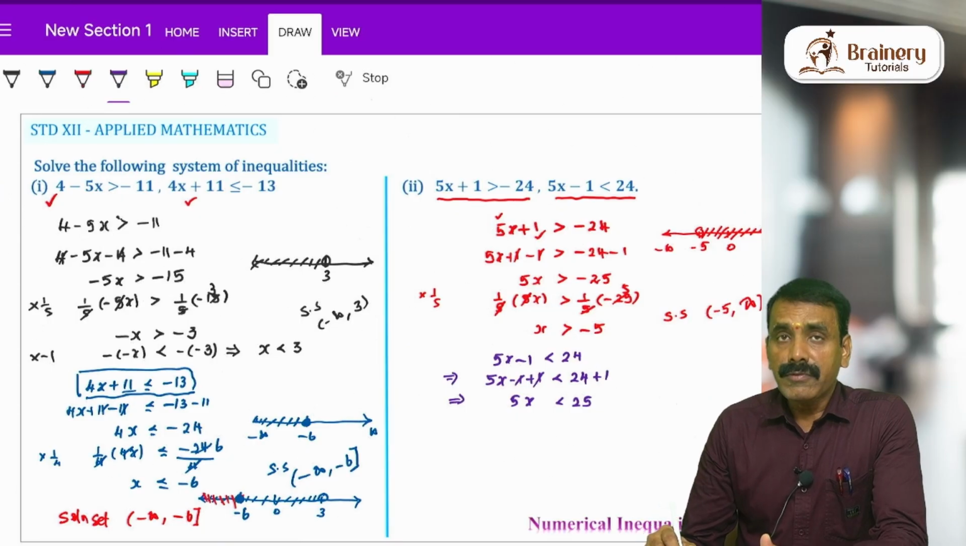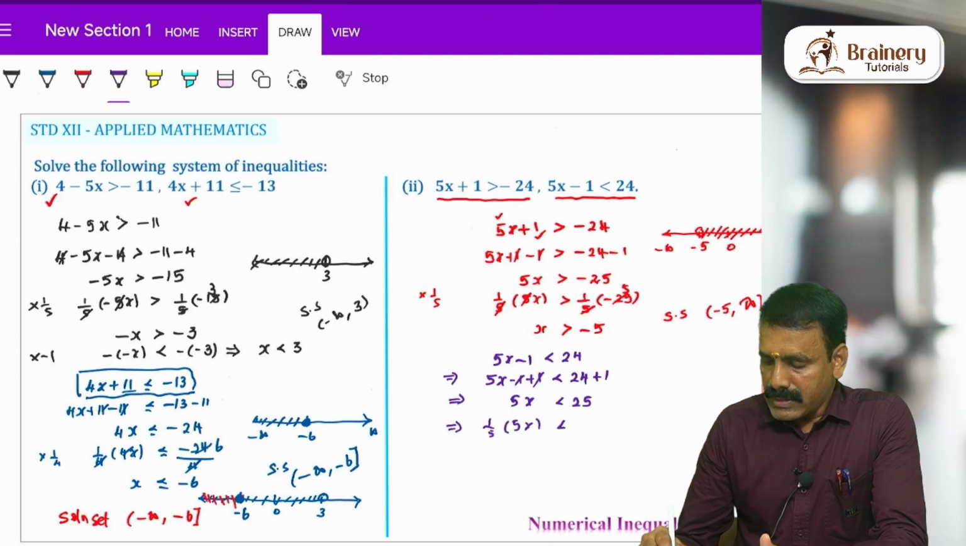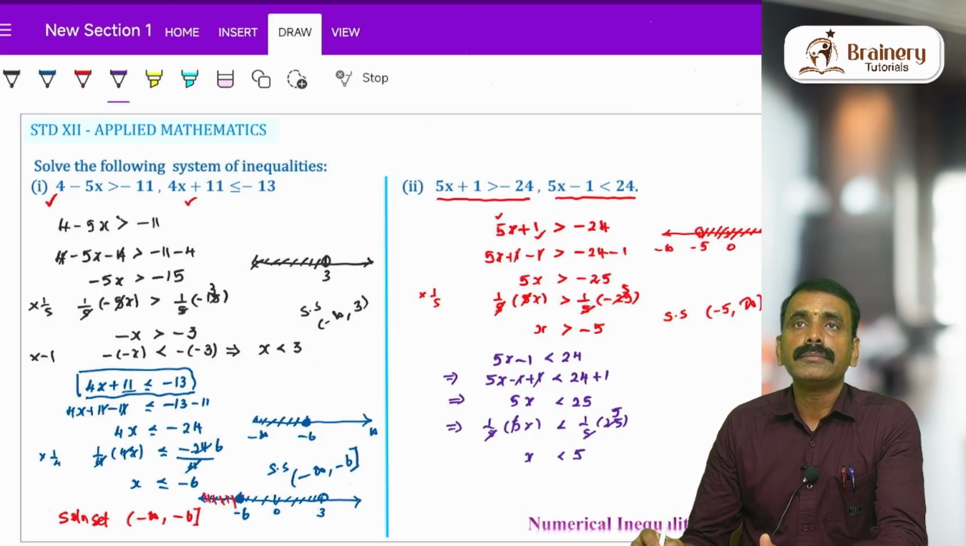Now I want to remove this 5. So what should I do? Same process, multiply by the multiplicative inverse of 5. 1 by 5 into 5x is less than 1 by 5 into 25. 5 cancels, and 25 divided by 5 is 5. Now x is less than 5.